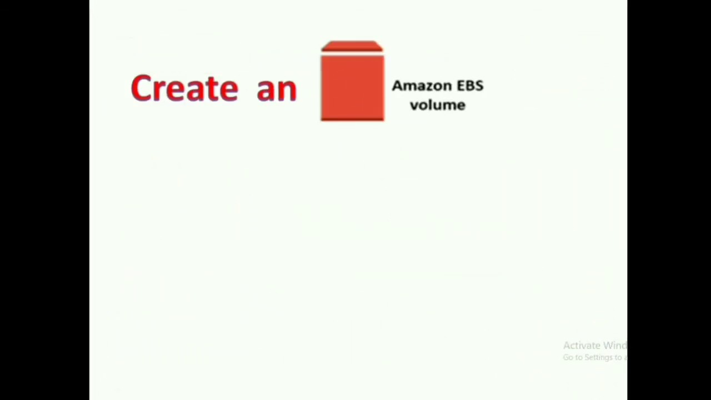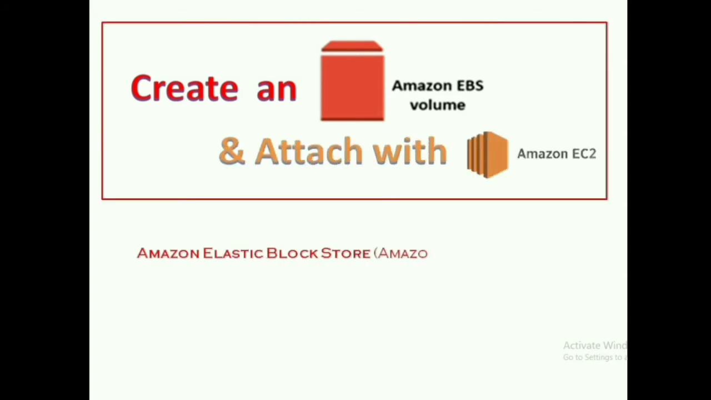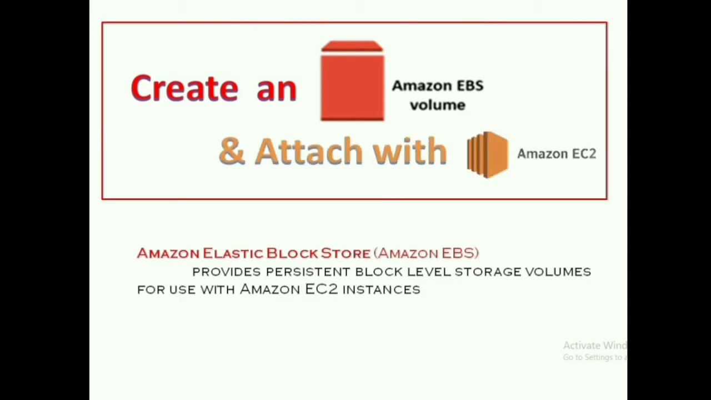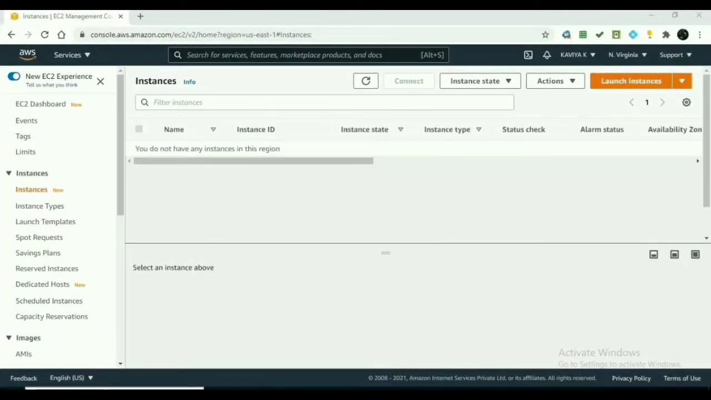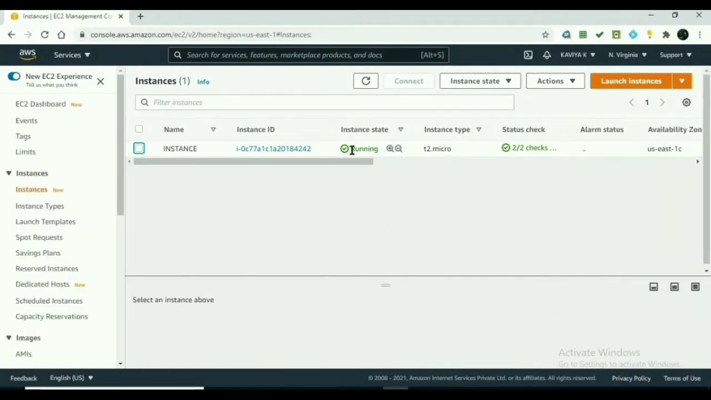Let's start a quick demonstration on the creation of an EBS volume and attaching it to an EC2 instance. EBS provides persistent block-level storage volumes for use with EC2 instances. Let's open the EC2 dashboard in the AWS console and check the EC2 instance which we created in the last video. Yes, I have created the instance. It is in the running status.